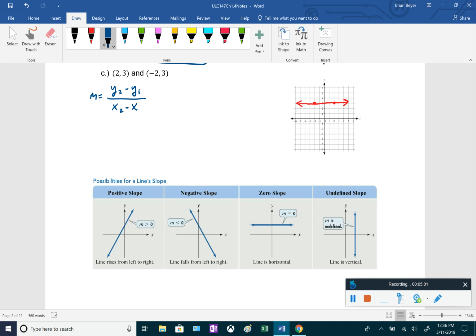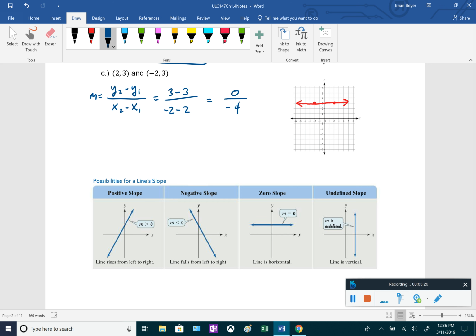So plugging in our values, change in y over change in x. I'm going to let the first ordered pair be x1, y1, second ordered pair be x2, y2. So y2 minus y1 is 3 minus 3 over x2 minus x1, that's negative 2 minus 2. That gives us 0 over negative 4. So 0 over negative 4, that's okay.